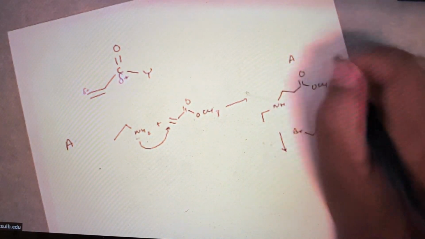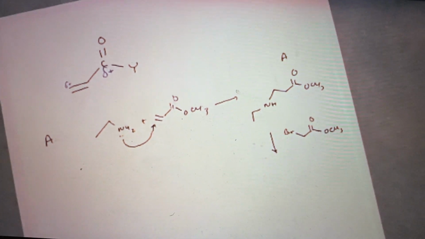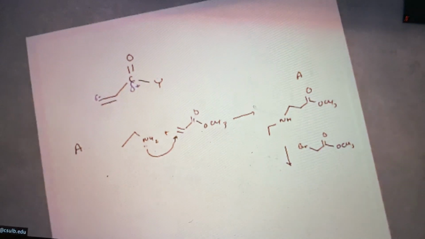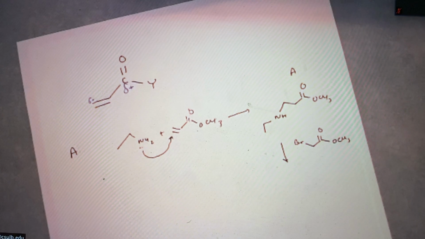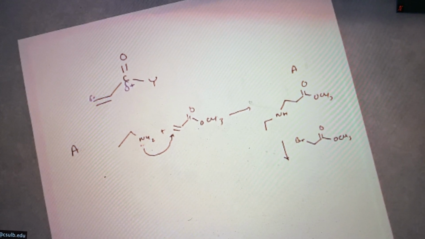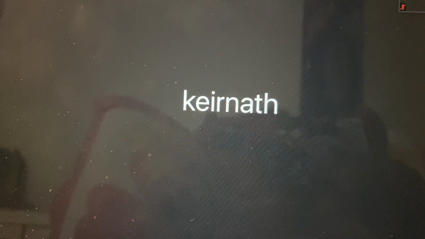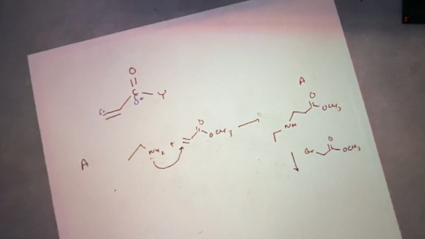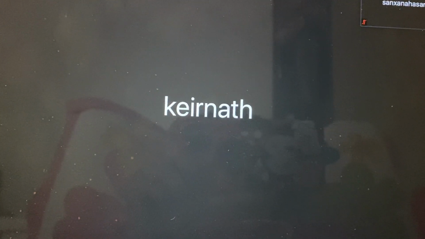So this is structure A. Here I have the second reaction. Can anyone tell me what you think is going on here? I think that nitrogen is going to attack and then kick off the bromide?